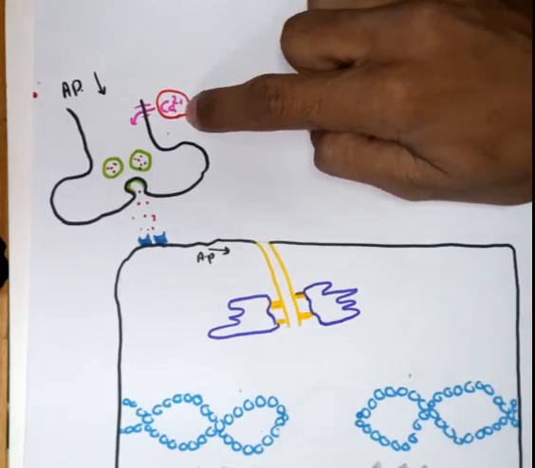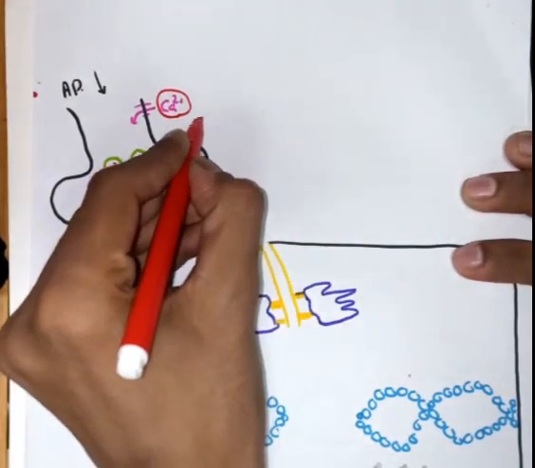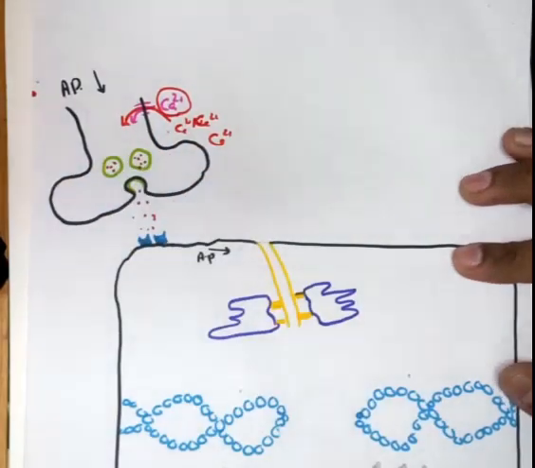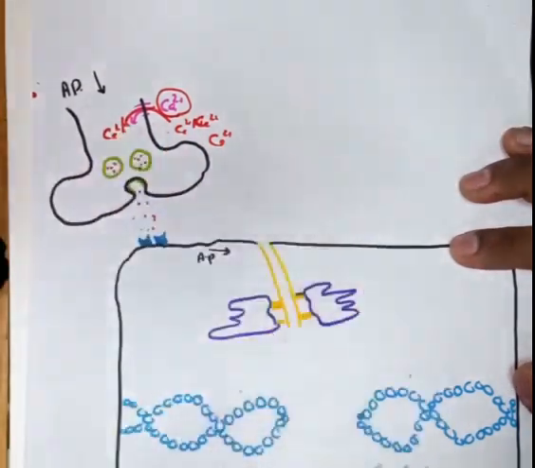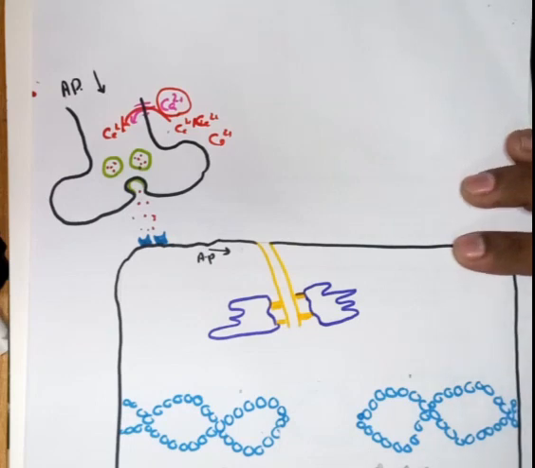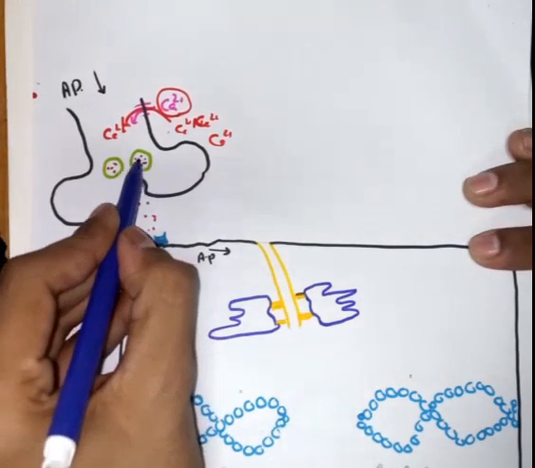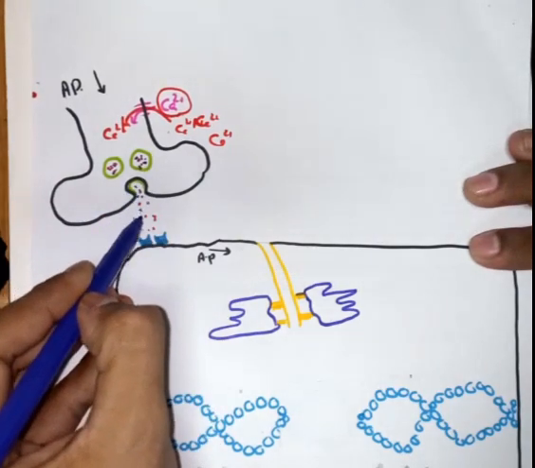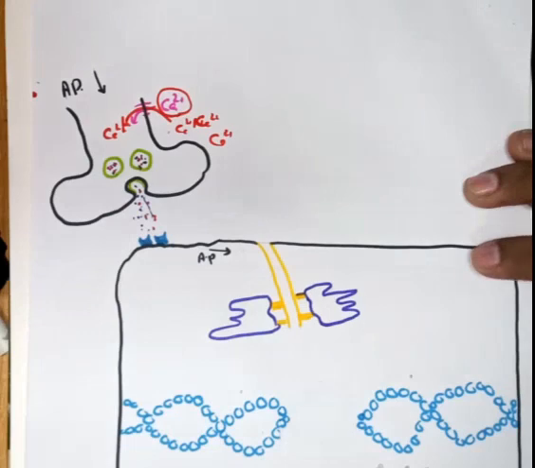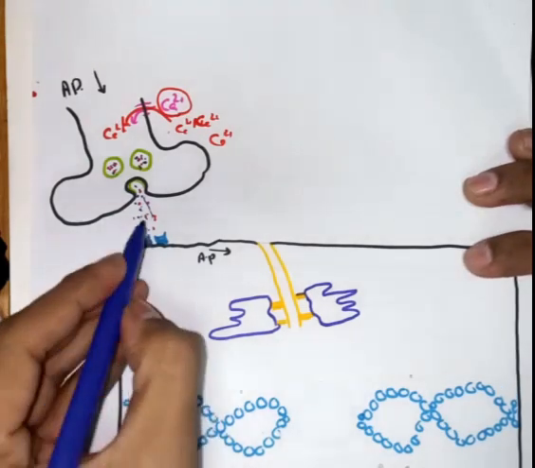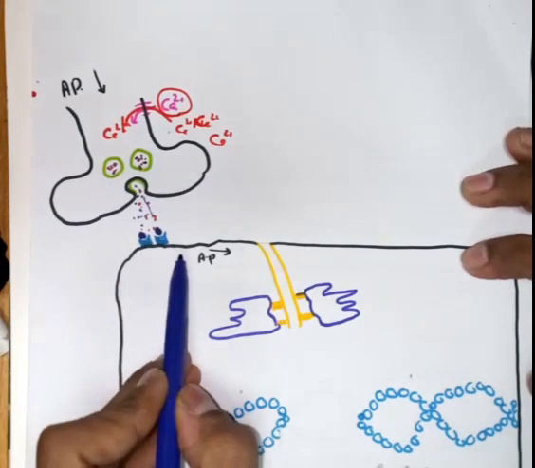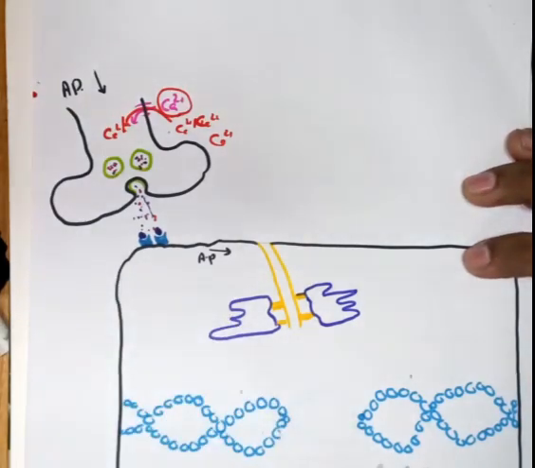The calcium channel will open and the influx of calcium will take place, and calcium will move inside the cell. When the calcium moves inside the cell, calcium-induced exocytosis of these neurotransmitter vesicles takes place, and this nerve fiber will release its neurotransmitter, its content, into the synaptic cleft. Once the neurotransmitter acts on its receptor present on the postsynaptic cell, which in this case is a muscle cell or muscle fiber.